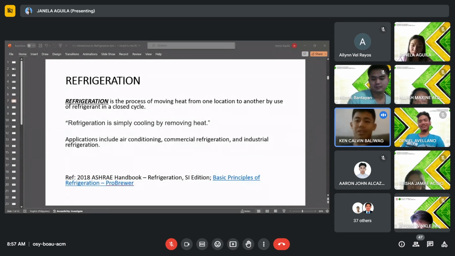For example po, refrigerator. Inaabsorb po ng refrigerant yung init na galing sa loob ng refrigerator at dinadala ito papuntang condenser kung saan naman po niya ni-release yung heat kaya po nananatiling malamig yung mga refrigerator natin. Refrigeration is simply cooling by removing heat. Gaya nga po ng sabi ko, tinatanggal ng refrigerator yung heat para manatiling malamig po yung loob ng ating mga refrigerator. Application includes air conditioning, commercial refrigeration, and industrial refrigeration.